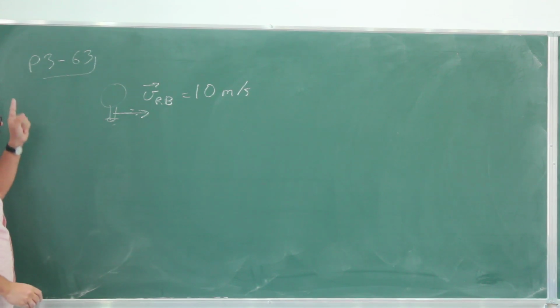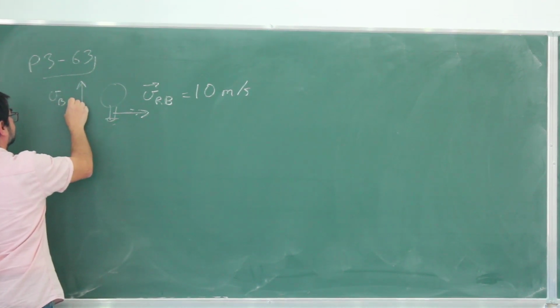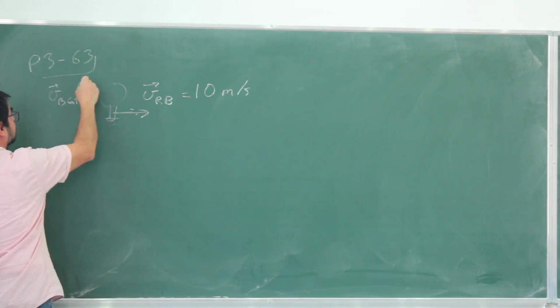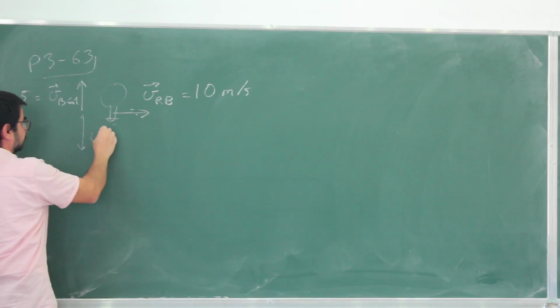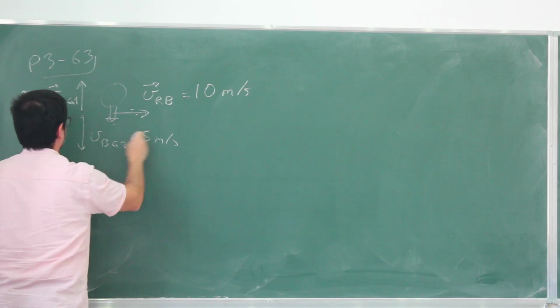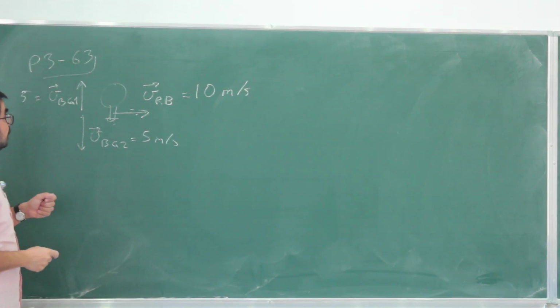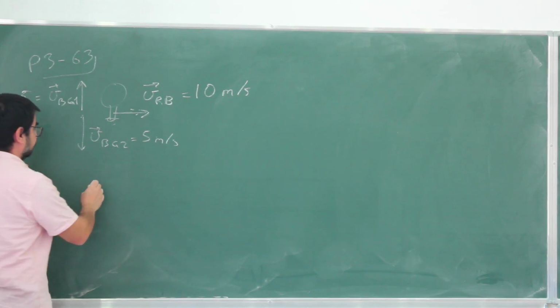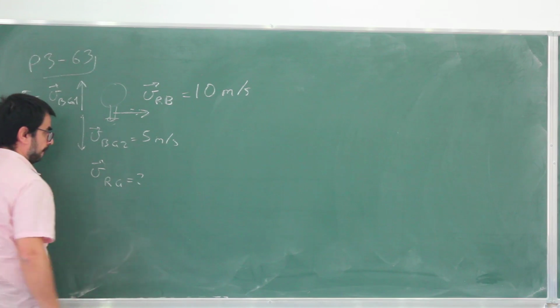Either the balloon is rising, so the velocity of the balloon with respect to ground, let's call this 1, is 5 meters per second up, or it's coming down, and the velocity of the balloon with respect to ground 2 is 5 meters per second down. So these are two cases. What will be the velocity of the rock with respect to the ground? This is the question.